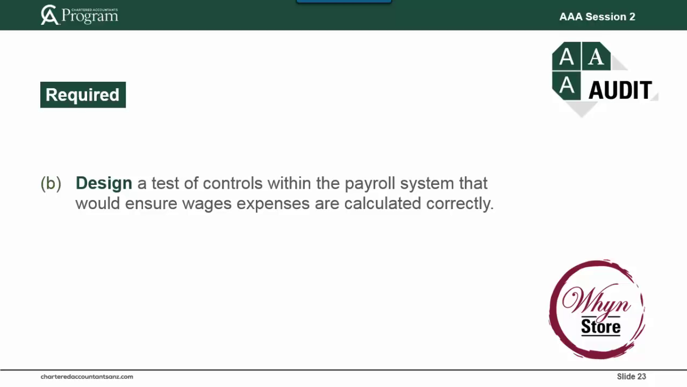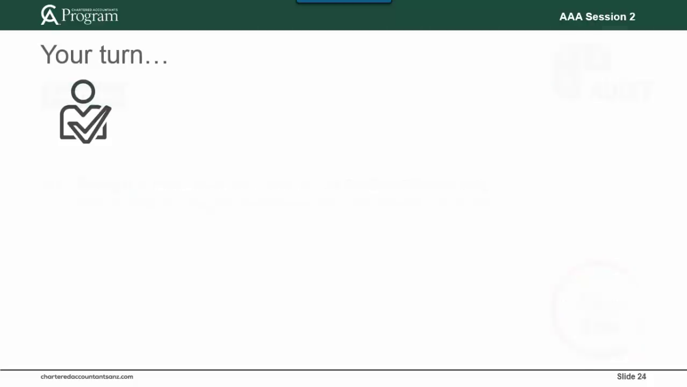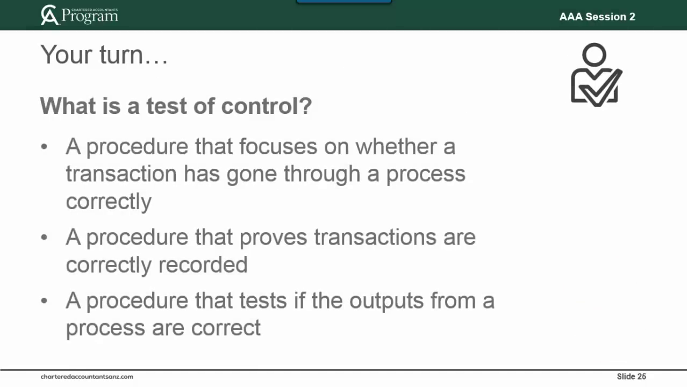Pay attention to the fact that you have been specifically asked to design a test of control within the payroll system. Don't just write down any old test of control procedure. Make sure it uses a computer to perform the procedure. Finally, make sure you've picked up on the assertion to be tested here. Payroll expenses is a class of transaction, and the words calculated correctly should give you a hint that we're focusing on the accuracy assertion. Over to you.